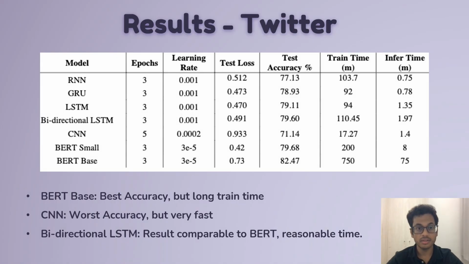Analyzing the results on the Twitter dataset across architectures, we see the BERT base model offers the best accuracy, but takes an unreasonably long training and inference time. The CNN model offers the worst accuracy, but is very fast. The bidirectional LSTM offers a result comparable to BERT, but takes a reasonable train time.